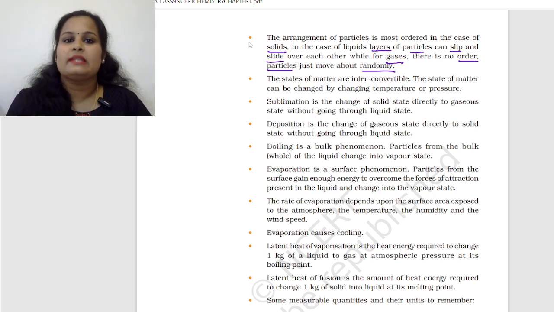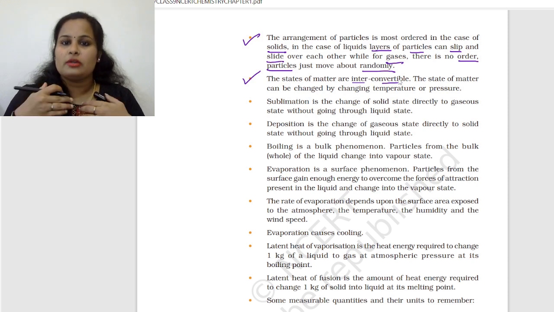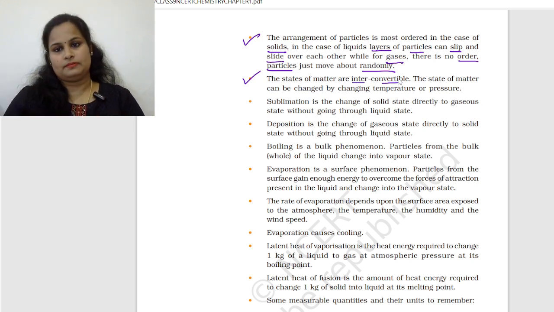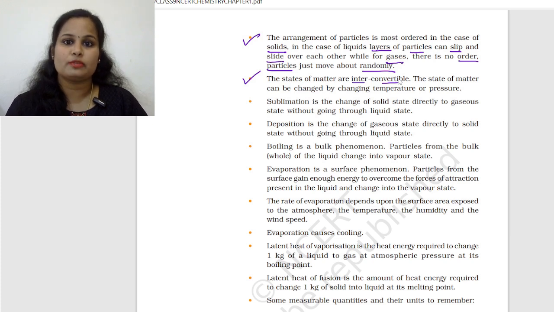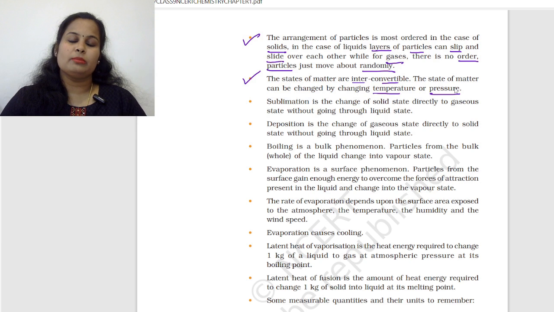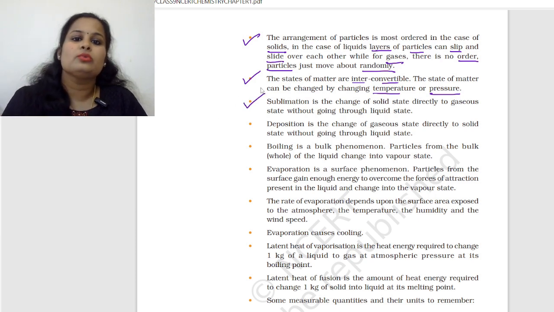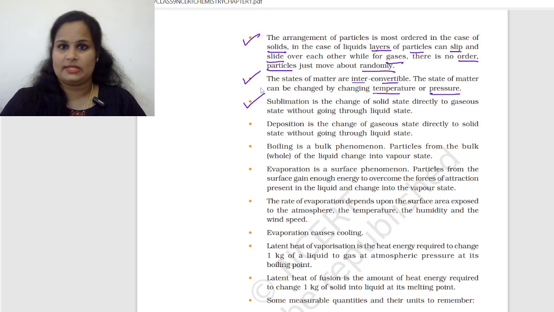Right? Now, the next point, the states of matter are interconvertible, meaning they are able to change from one state of matter into another. The state of matter can be changed by changing temperature or pressure. By increasing the temperature or by lowering the pressure, we can change the state of matter from one into another. Okay. And sublimation is a change of solid directly into gaseous state without going through the liquid state.